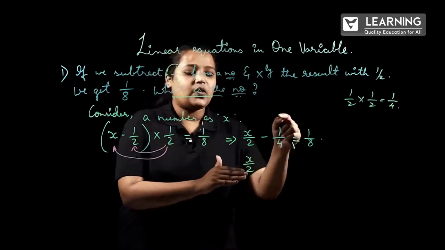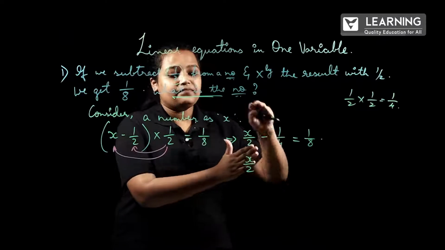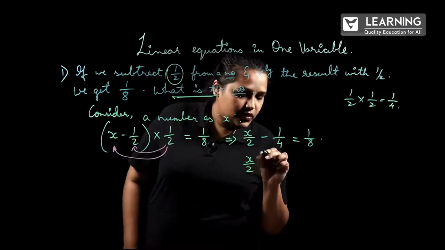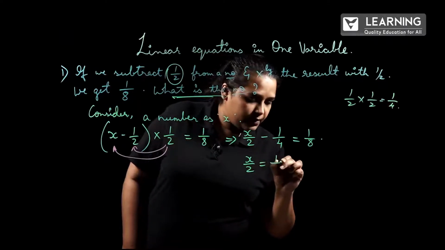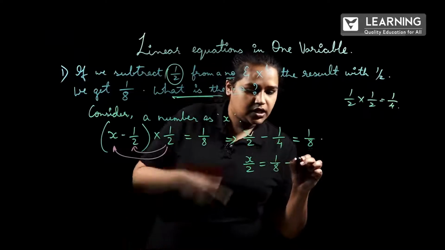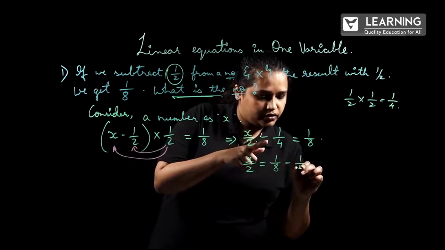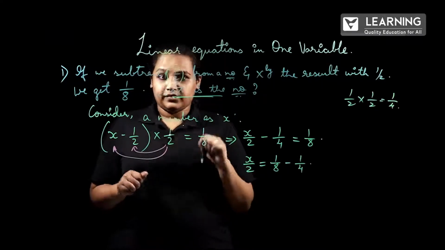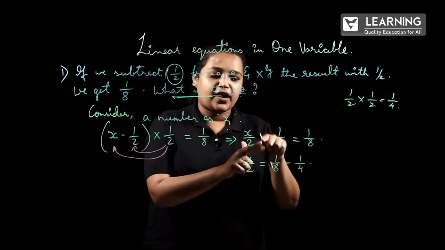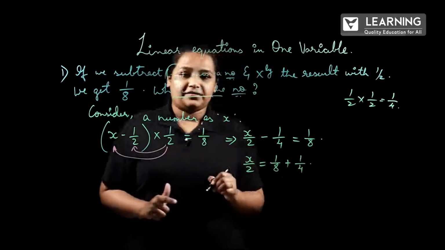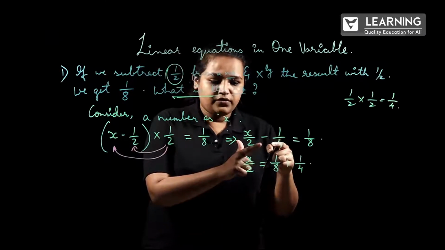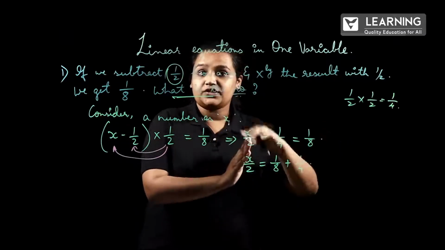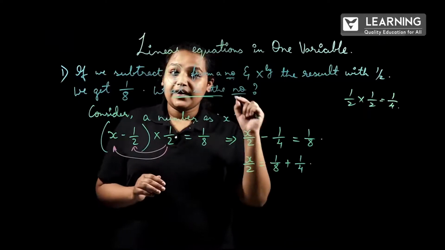Now, minus 1 by 4 will be shifted from LHS to RHS. So, that will become plus 1 by 4, correct? So, it will be equal to 1 by 8 minus 1 by 4. Did I do the correct form? No, right? Why? Here negative is there. Opposite to negative is positive, right? So, minus 1 by 4 will become plus 1 by 4 when it is shifted from LHS to RHS. This is where you have to be careful, right?